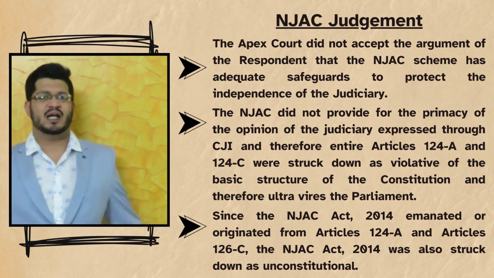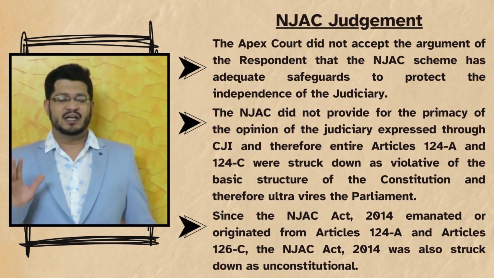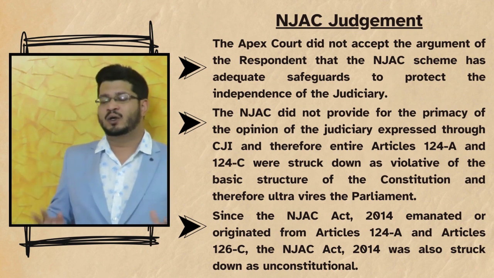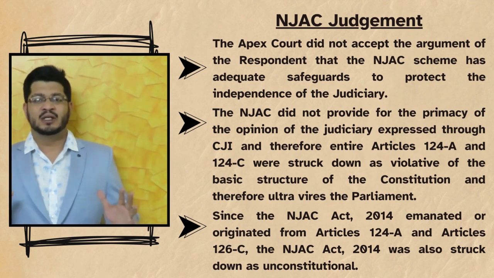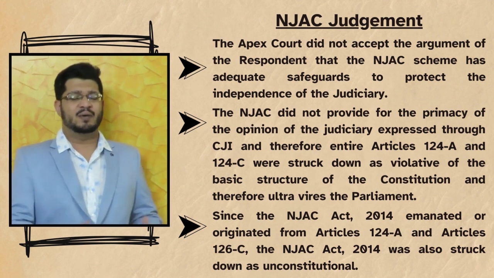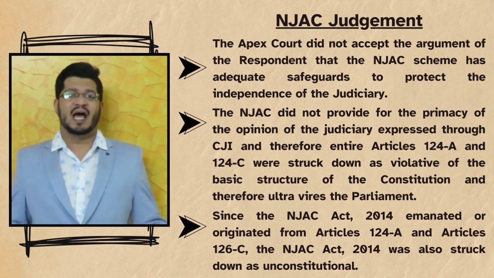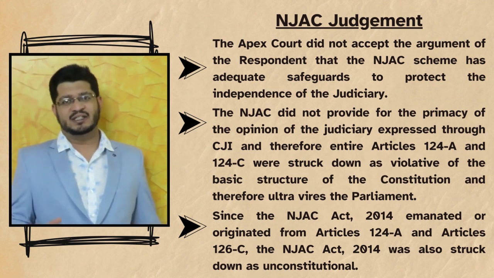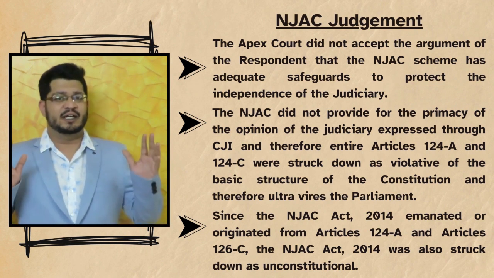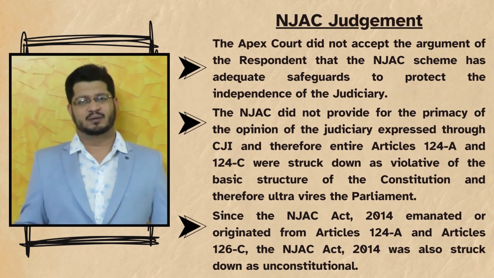However, the Supreme Court did not accept this argument, and it was held that the scheme under the National Judicial Appointments Commission did not contain adequate safeguards in order to protect the primacy which was supposed to be accorded to the opinion of the Chief Justice of India. Therefore, the Supreme Court struck down the entire Articles 124A and 124C as violative of the basic structure of the Indian Constitution. Naturally, as an obvious corollary, since the National Judicial Appointments Commission Act 2014 originated from Articles 124A and 124C, it was also struck down as being ultra vires of the Parliament.